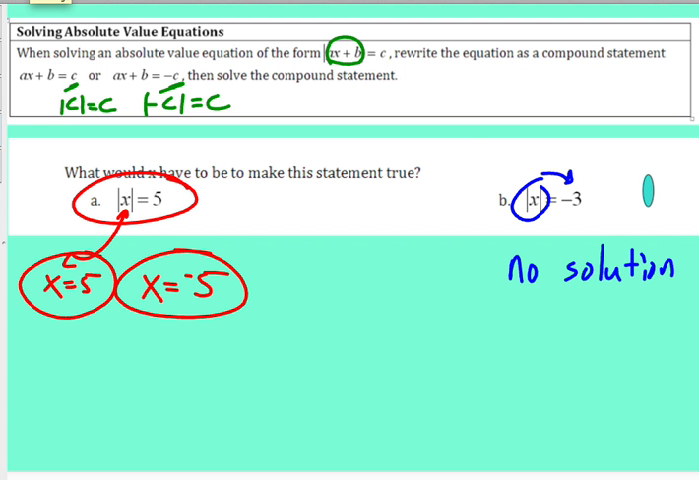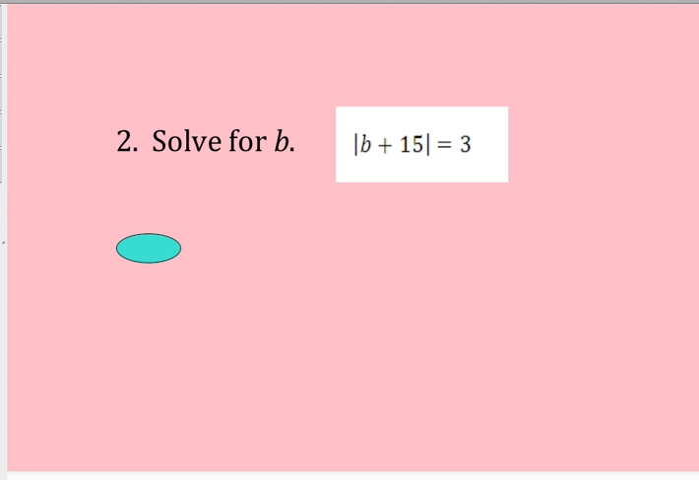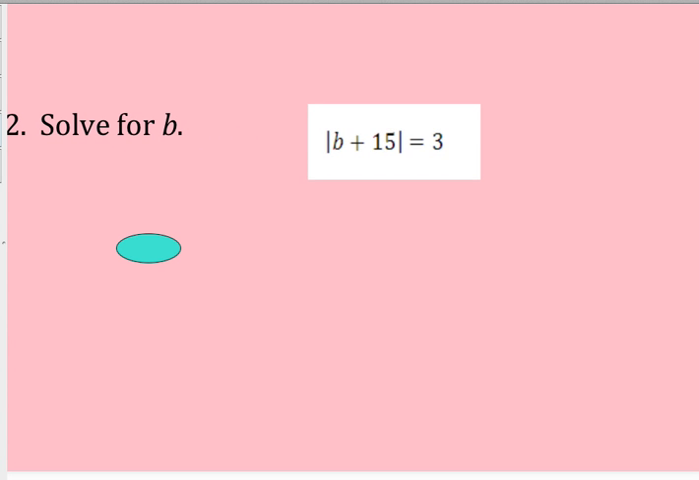Nothing I could plug in for x right now would make this a true statement. Okay? Looking at another one. We're going to solve this equation here. It says solve for B.